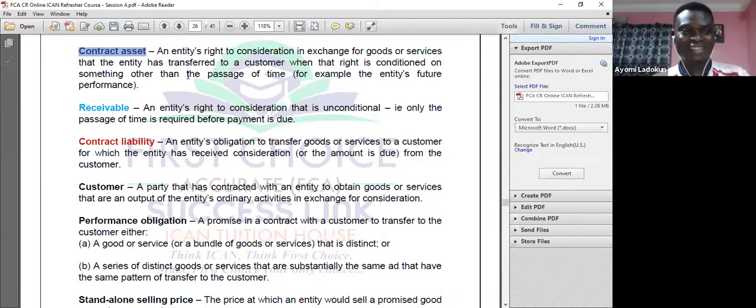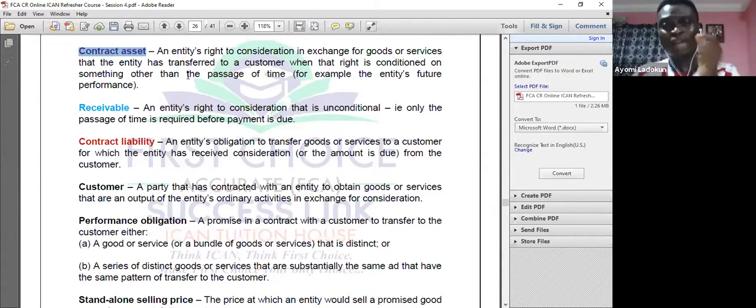So I want to differentiate a contract asset from a receivable. Most of you are familiar with receivables: if I sell on credit, then I recognize a receivable. But IFRS 15 says sometimes you might need to recognize a contract asset. So when do I recognize a contract asset and when do I recognize a receivable?